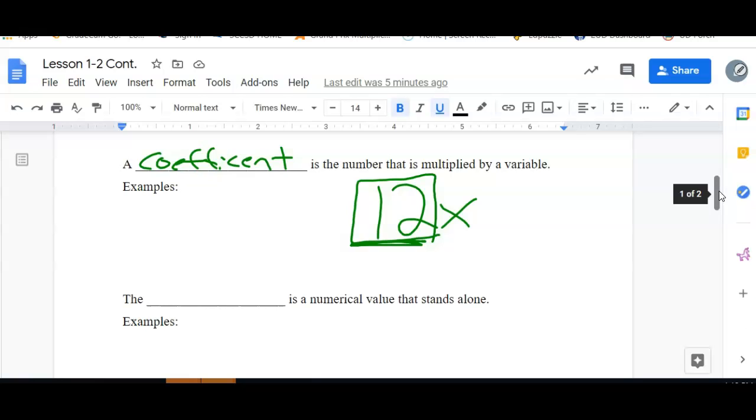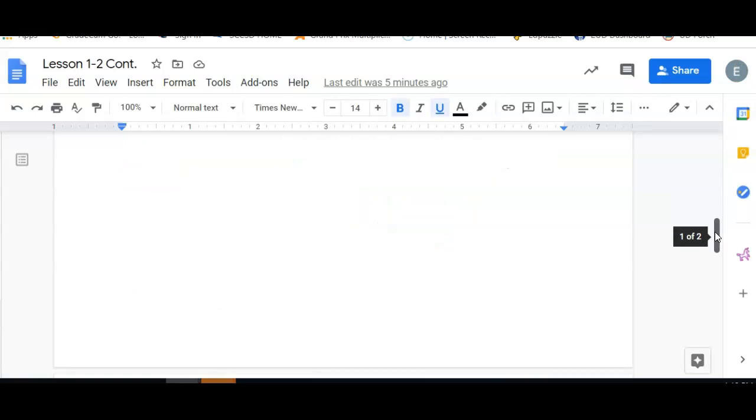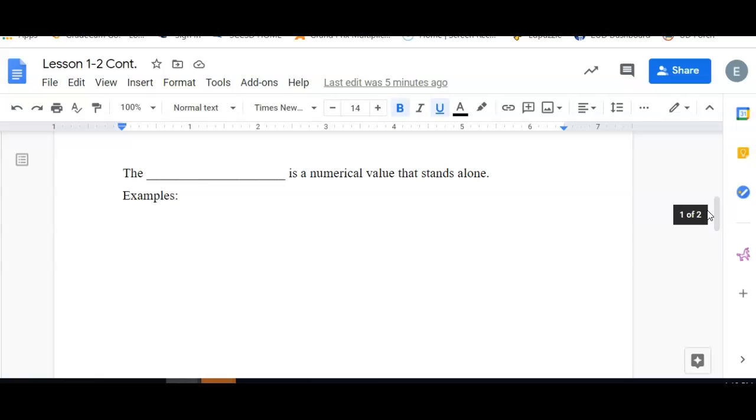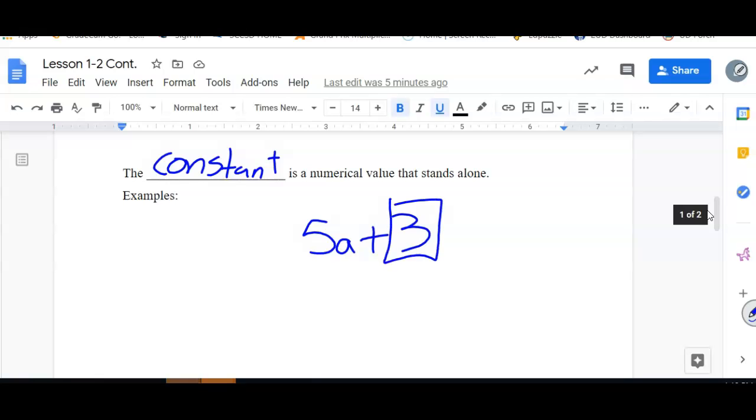All right. The last one. The numerical value that stands alone is what? Clayton. Good. The constant. If I have 5a plus 3, what is the constant? Ben? 3. It's not plus 3. It's not minus 3. It's just 3.